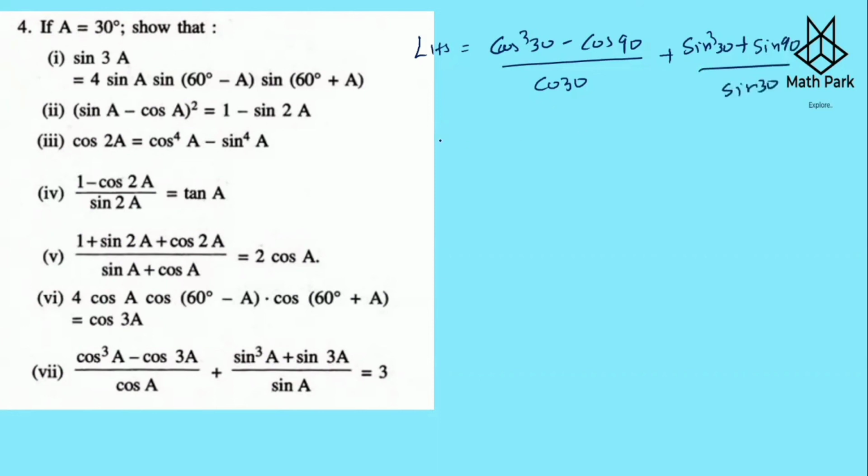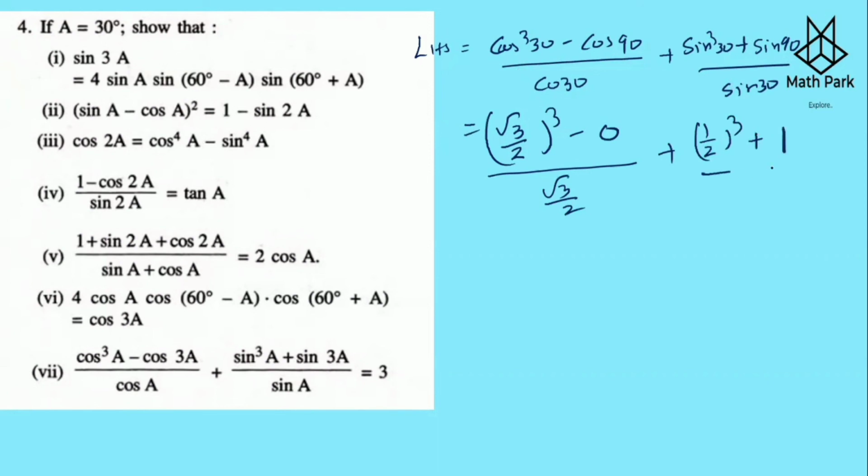So let us put the values here. Cos 30 is root 3 by 2. So root 3 by 2, the cube of this, minus cos 90, and cos 90 is 0, upon cos 30 is again root 3 by 2, plus sine cube 30. So 1 by 2 and then the cube of this. And sine 90 is 1. And in the denominator we have sine 30, which is again 1 by 2.